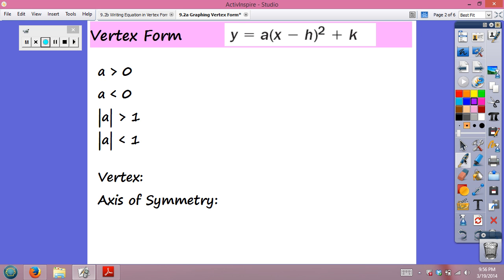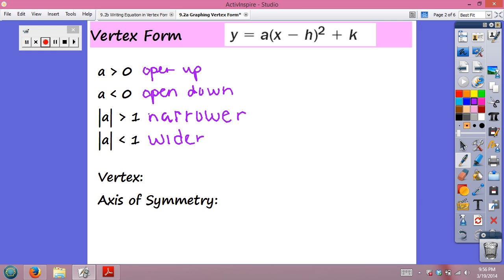We know that if our a is greater than 0, our parabola is going to open up. And if our a value is less than 0 or negative, our parabola is going to open down. Also, we have learned in the past that if the absolute value of a is greater than 1, our parabola is going to be narrower or skinnier. And if the absolute value of a is less than 1, or a fraction or decimal, our parabola is going to be wider or bigger.